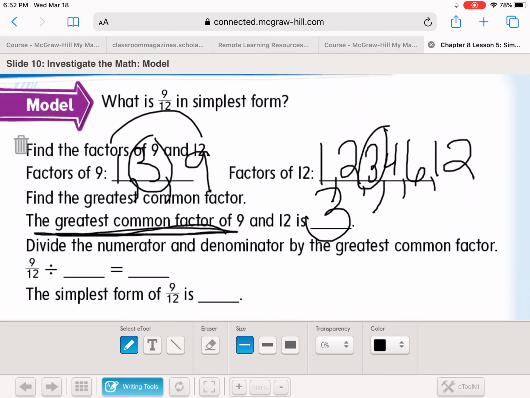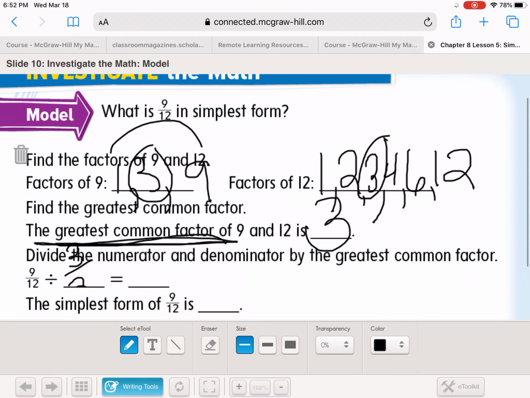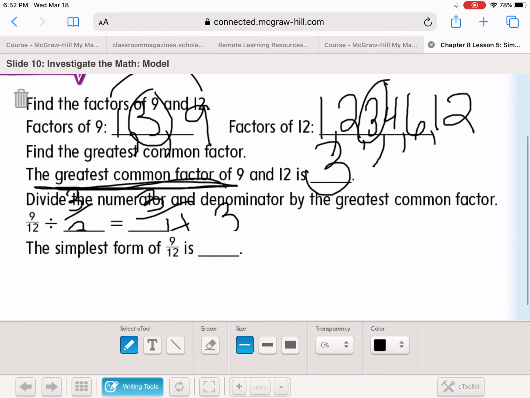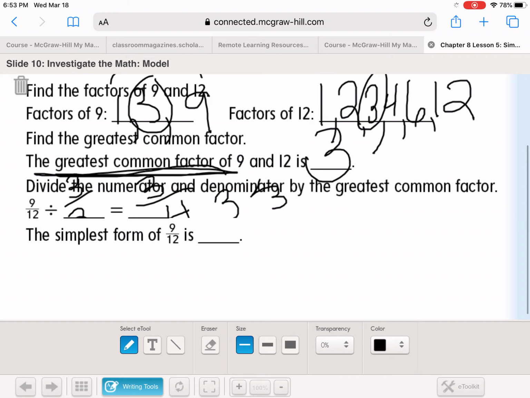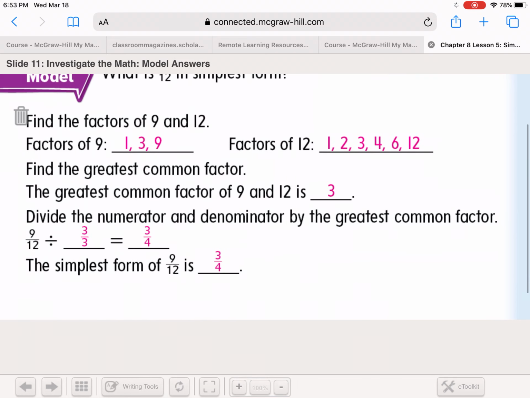So now I'm going to divide 9/12 by 3. 9 divided by 3 is 3, over 12 divided by 3 is 4. So the simplest form of 9/12 is 3/4. Okay? I know I did that fast, so do not stress, because I am going to show you how to do it.